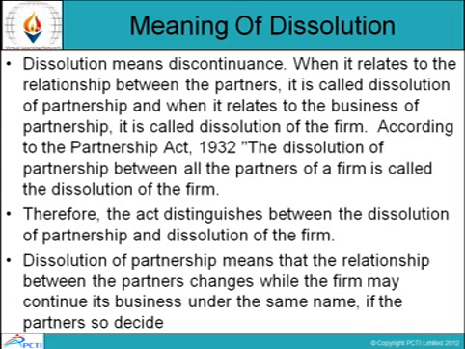When it relates to the relationship between the partners, it is called a dissolution of partnership, and when it relates to the business of partnership, it is called dissolution of the firm. According to the Partnership Act 1932, the dissolution of partnership between all the partners of a firm is called the dissolution of the firm. Therefore, the Act distinguishes between the dissolution of a partnership and dissolution of the firm. Dissolution of partnership means that the relationship between the partners changes while the firm may continue its business under the same name if the partners so decided.